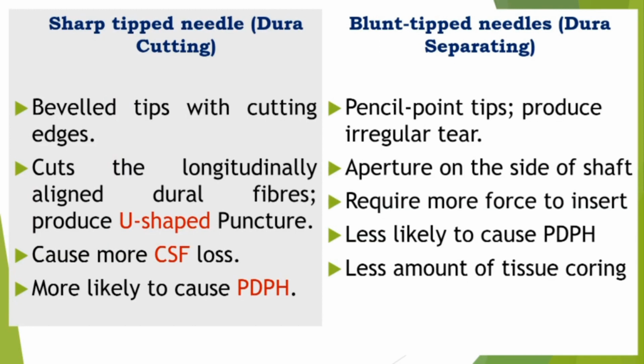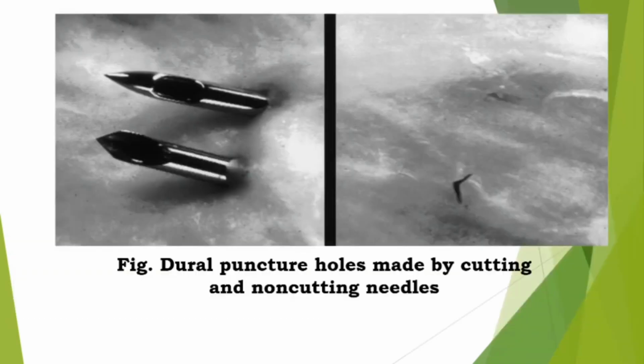So they cut the longitudinally aligned dura fibers, producing a U-shaped or a V-shaped puncture. These sharp tip needles cause more CSF loss, which in turn will cause PDPH.